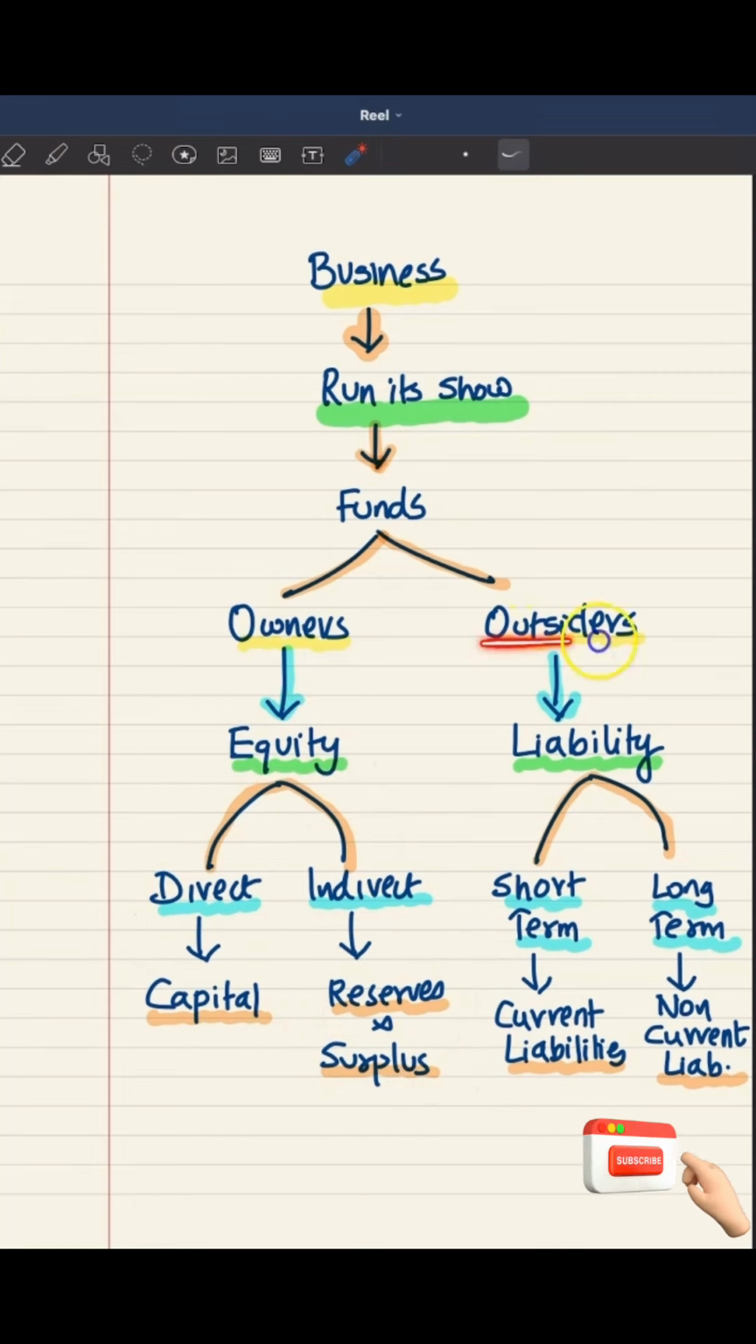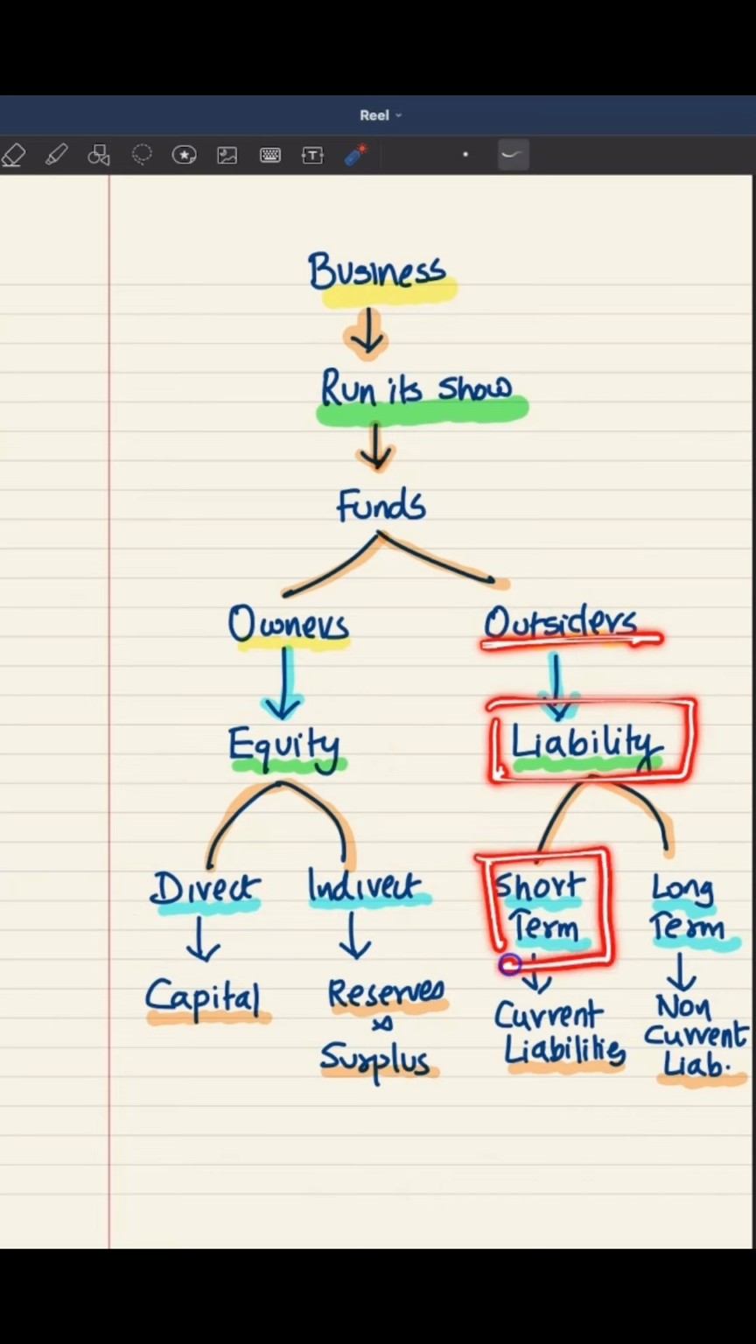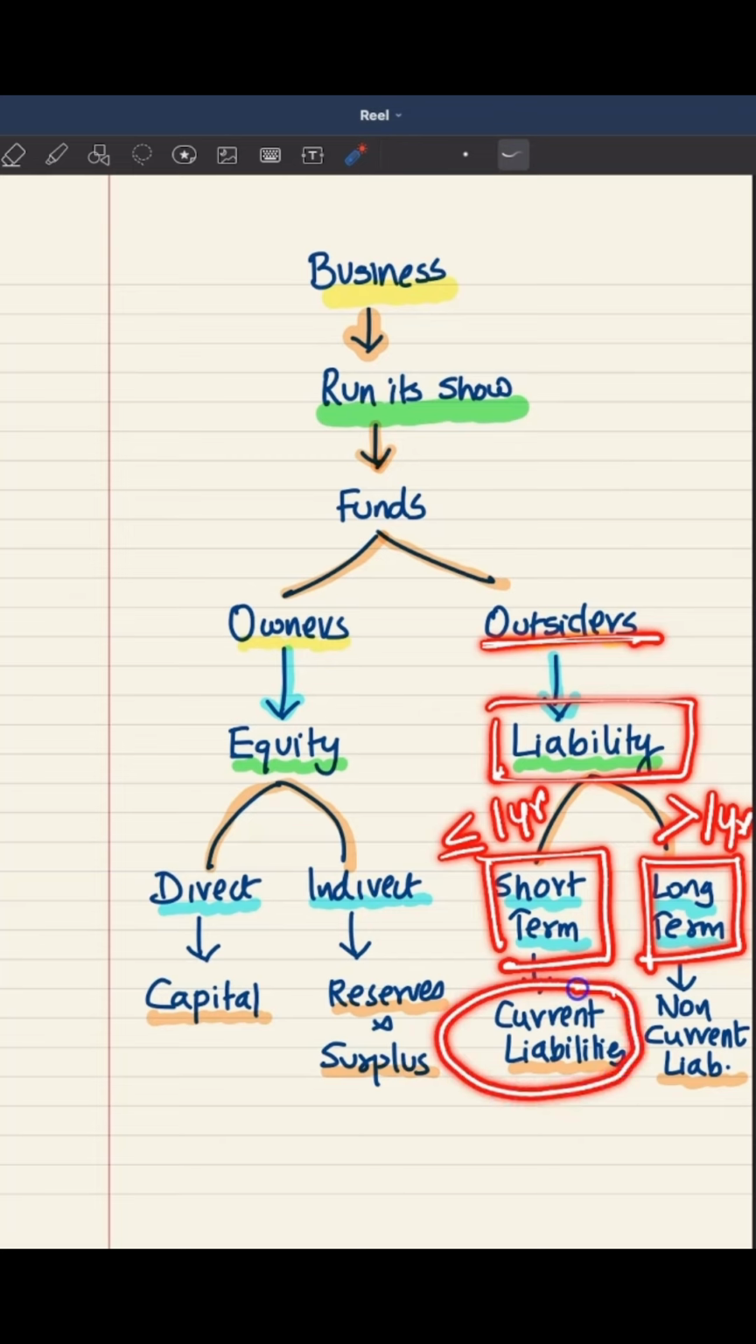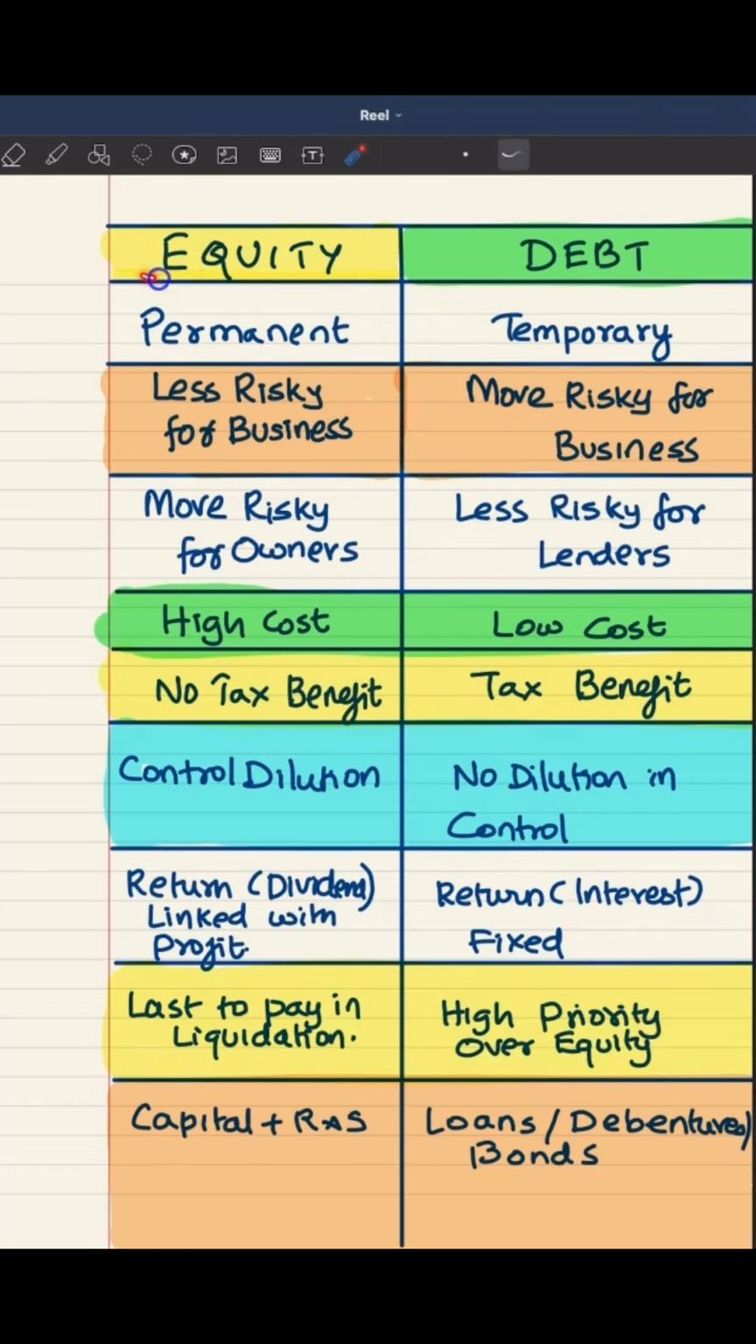I mentioned that money coming from outsiders is called liabilities. These liabilities can be classified on the basis of time. We can have short-term liabilities and long-term liabilities. Short-term liabilities are those which have to be repaid within a period of 1 year, and long-term are repayable after 1 year. Technically, we call short-term liabilities current liabilities, and long-term liabilities will be called non-current liabilities. Now let us understand the difference between these two, debt and equity.